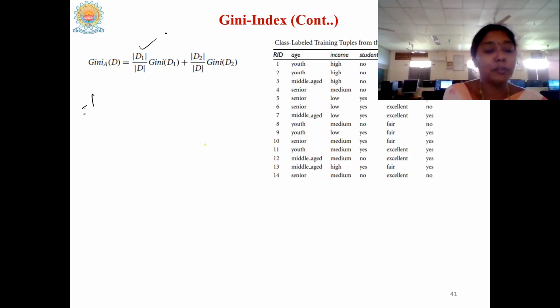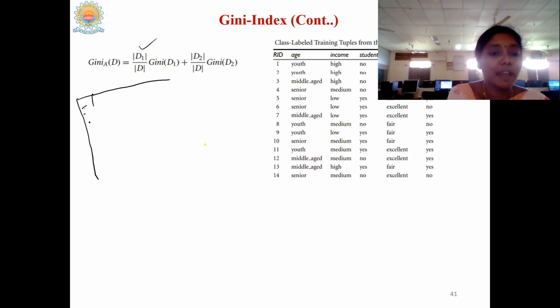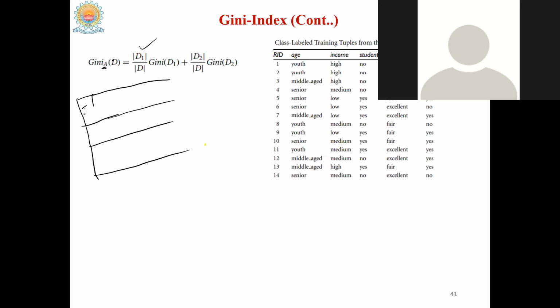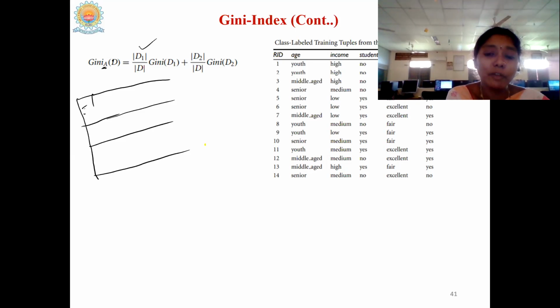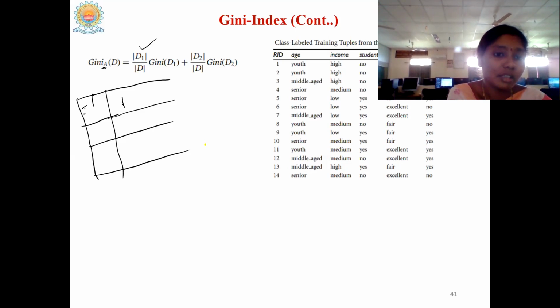Okay. Before that, I just want to draw a table here. So we are calculating the GINI index not for the entire data set. We are calculating the GINI index for the particular attribute. What is this attribute? Income. We need to focus on that only. So we have 2 partitions here, right? The first partition is D1, and the second partition is D2.